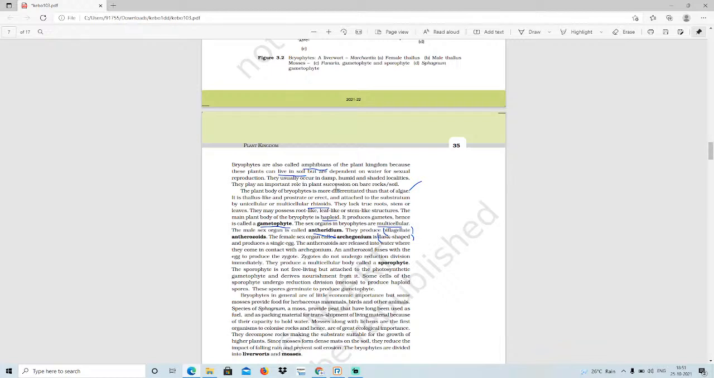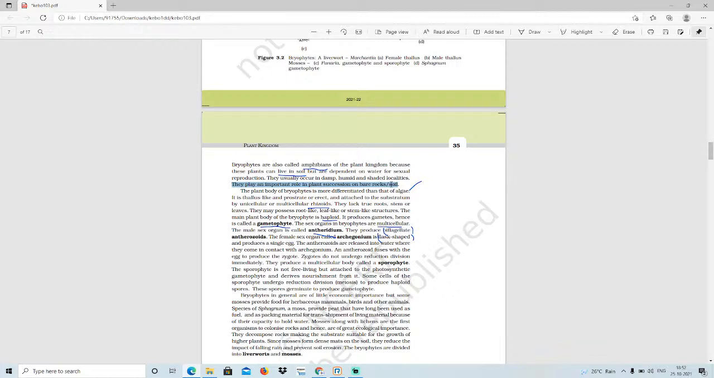They play an important role in plant succession on bare rocks and soil. So this means that usually it is not possible for plants to grow on rocks and soil, right? Because they cannot get enough nutrition from rocks. So what these do is they have the capability to live on rocks and soil, so they will eventually break these rocks and soils down for other plants to get more nutrition. So they play an important role in converting these rocks and soils into plant-growable areas. So they play an important role in plant succession. That means that they improve the capability of other plants to grow on bare rocks or bare soil.